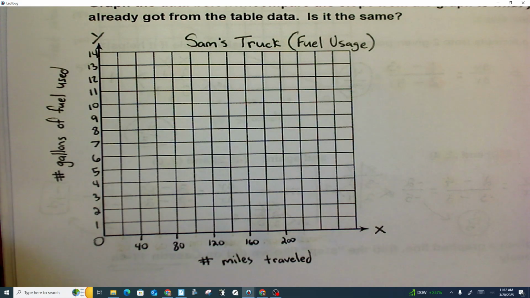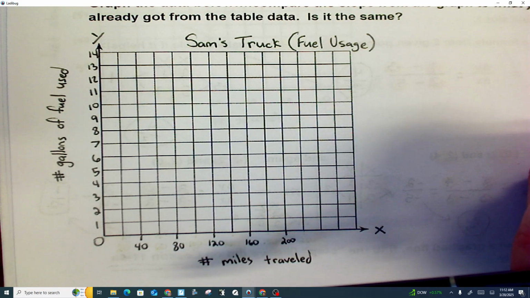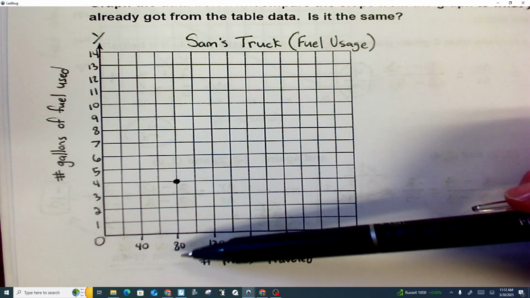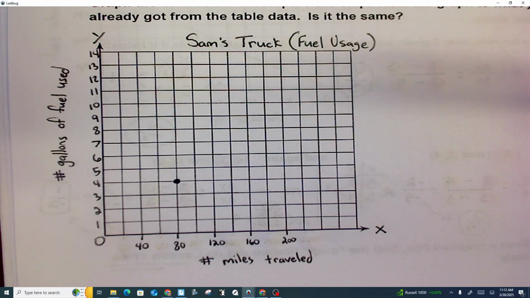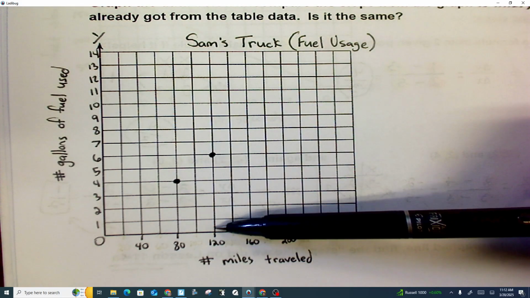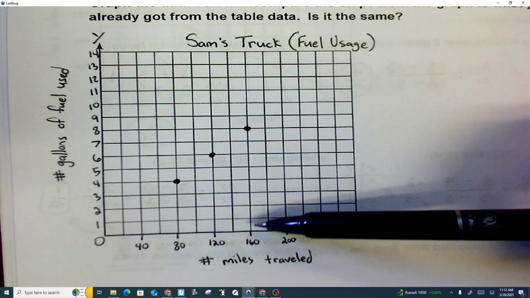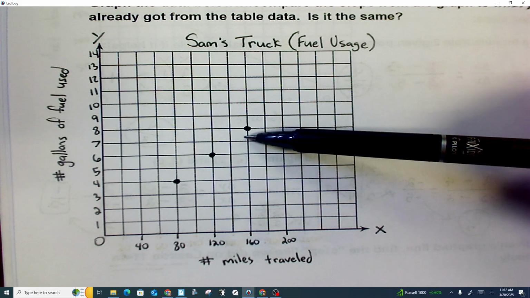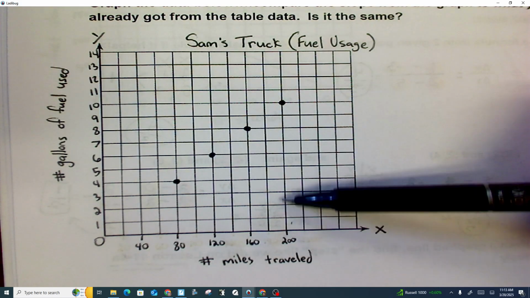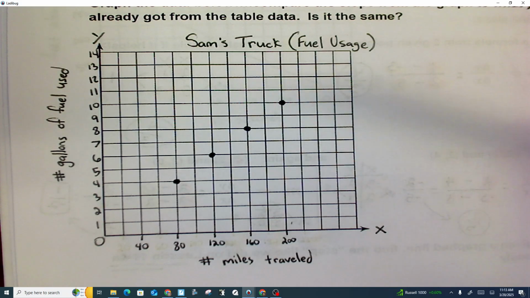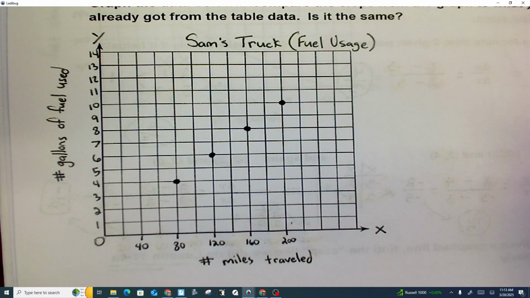You can do that. And now let's go put our data points in here. The first ordered pair in our table said 80 miles used 4 gallons. So there we have it. Our second ordered pair used 120 miles, but it used 6 gallons of fuel. 160 miles uses 8 gallons. And 200 miles uses 10 gallons of fuel. Let's go through here and connect it. Put our line in through all of our data points.